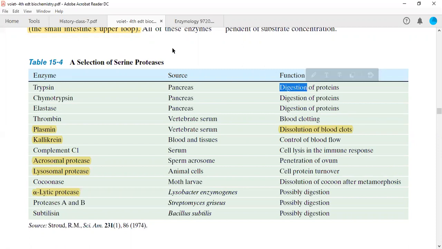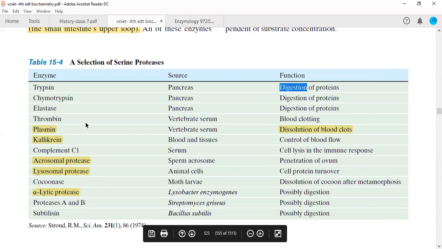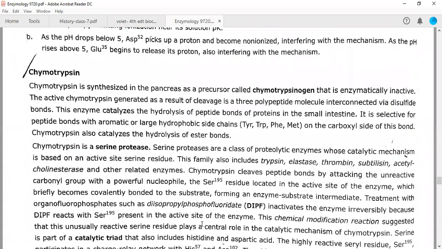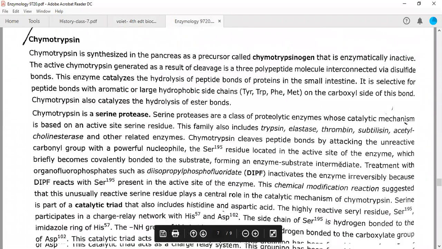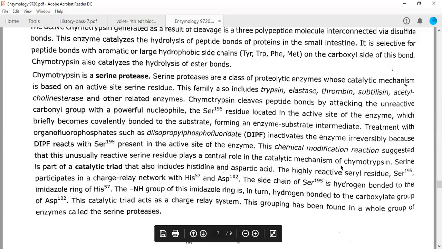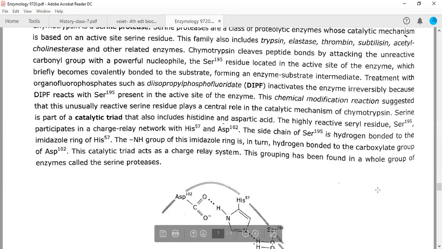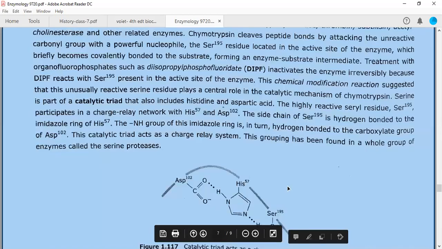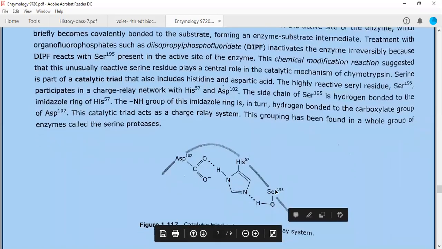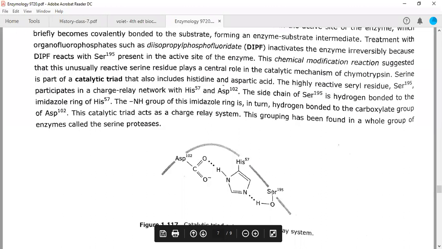So now the question is how they are able to catalyze the reaction. You should know these are all serine proteases, so more or less they have the same mechanism. The mechanism is very simple again. There are three amino acids this time at the active site of the enzymes: aspartate, histidine, and serine. This serine is very important, therefore they are called serine proteases.